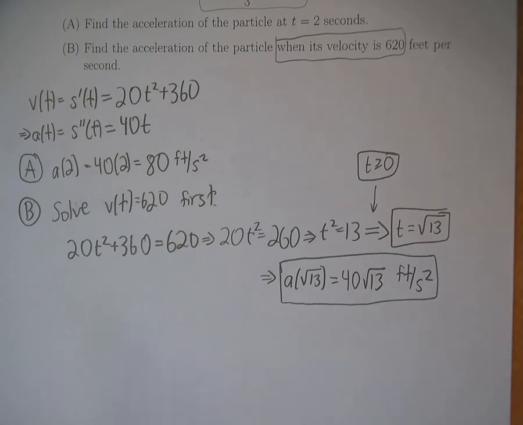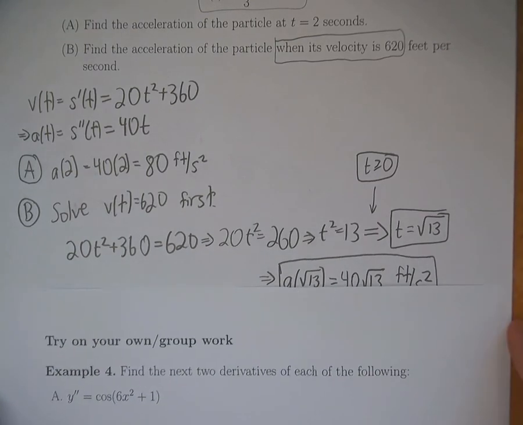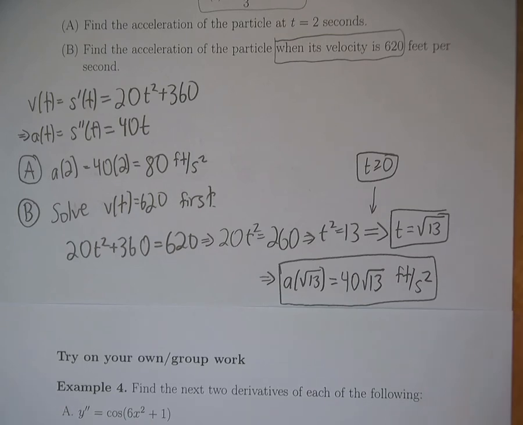Alright. So, what we'll do now is you may have noticed on the next page that we have some good old try on your own / group work exercises. So basically, you'll have to find the next two derivatives of each of the following three parts. So if you like to do these on your own, you can, but if you feel comfortable working with a nearby partner, you can do that as well. And we'll reconvene in about 10-ish minutes at that point.